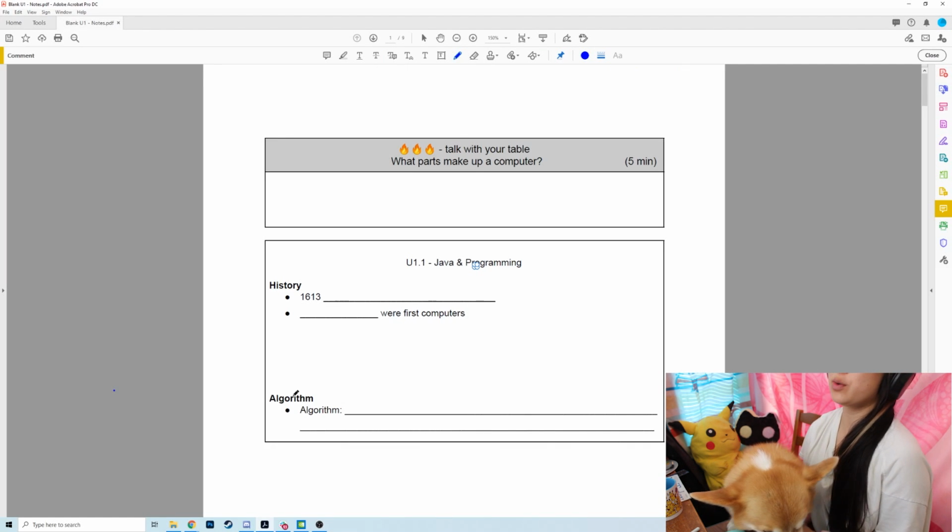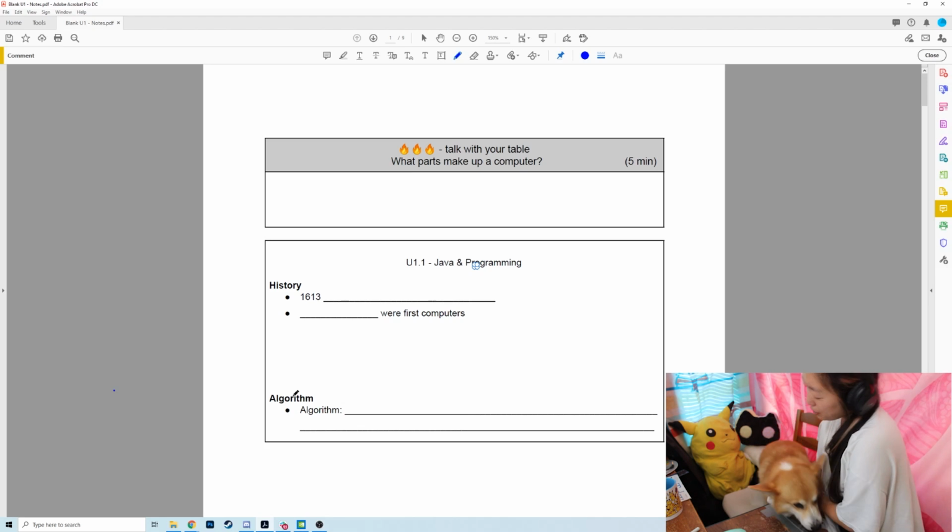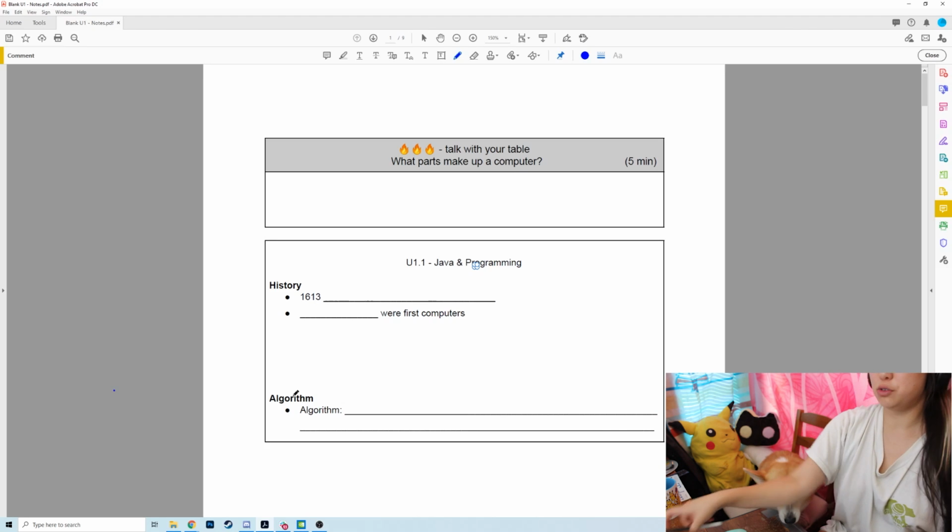Today we're going to be starting with Unit 1.1. This is just an introduction to Java programming. I'm going to set him right here as we do some notes.